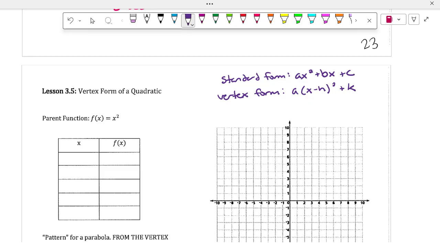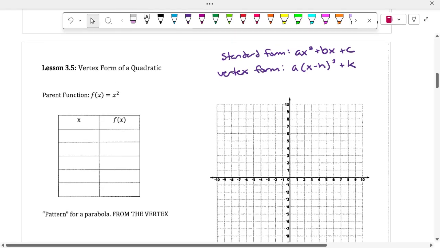Now, I'm not going to tell you specifically what it means yet, but basically when it comes to forms of quadratics, a lot of times those forms give you specific key features right off the bat just by looking at them. So for example, standard form, we can look at it and tell what the y-intercept is because of the c value. Vertex form, what do you think it's going to tell us? It's probably going to tell us the vertex. It's in the name.